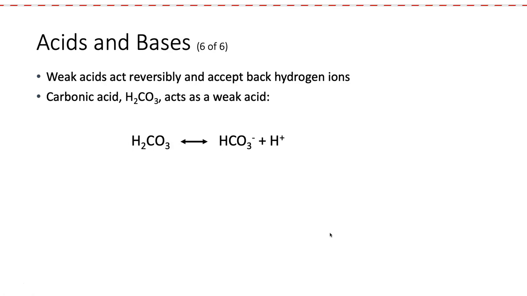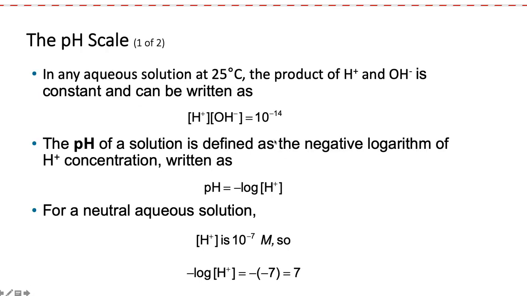Sometimes you have weak acids and bases, and here's an example of a weak acid. This is carbonic acid, H2CO3. It's releasing a proton there, but it's considered a weak acid because it doesn't let go of those very often. Here's where we're going to talk a little bit about pH. Again, I'm not going to make you do any of this math. I just want to familiarize you with it.